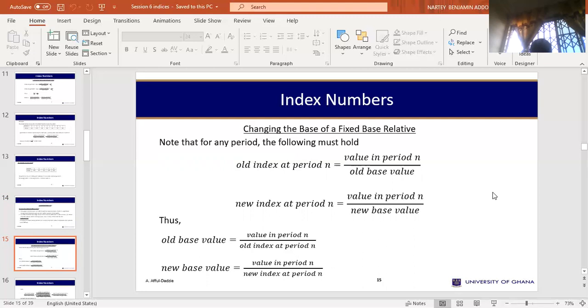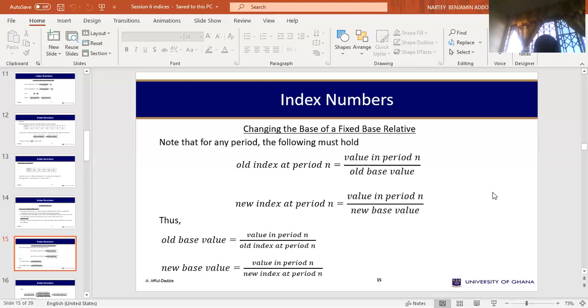So from these two expressions, we can have that old base value will be equal to value in period n. That is just by transposing the formulas, right? Old base value is the denominator in the first formula. So if you want to make the old base value the subject, then old index at period n times old base value will be equal to value in period n. So that old base value will now be value in period n over old index at period n.